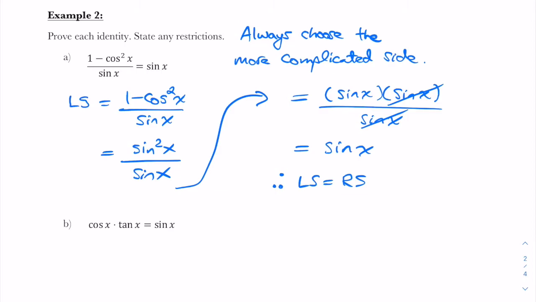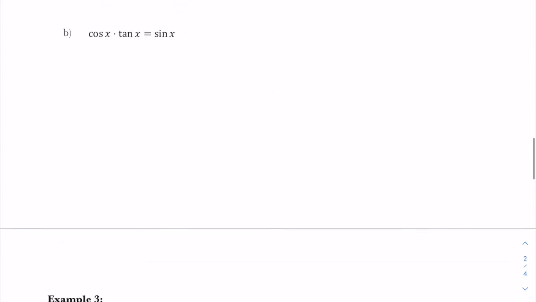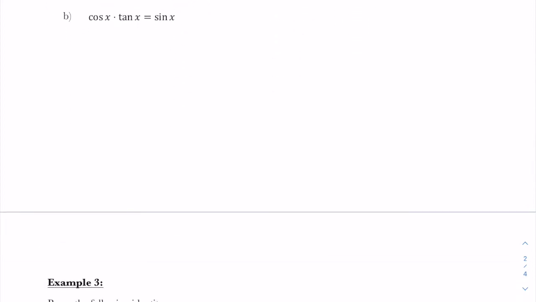Okay, everyone, so this is the style of proving identities. I know it seems weird, it's going to seem different, but please hang in there. We're going to have to do lots of practice until we become more comfortable with this. Let's do another one. In part B, we're going to show that cosine x multiplied by tan x is equivalent to sine x. So which is the more complicated side? I hope you agree that it's the left-hand side.